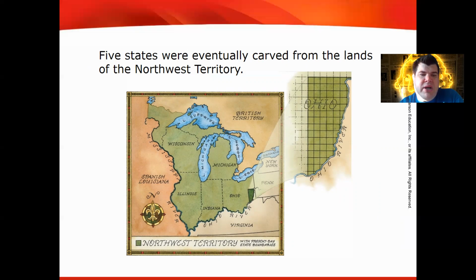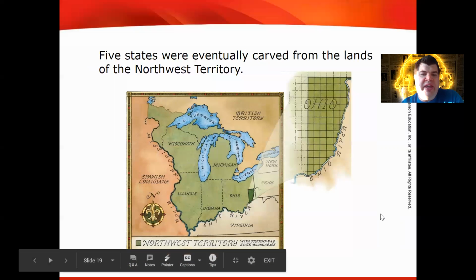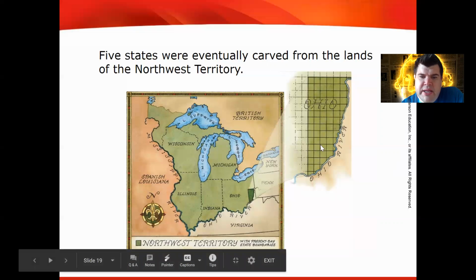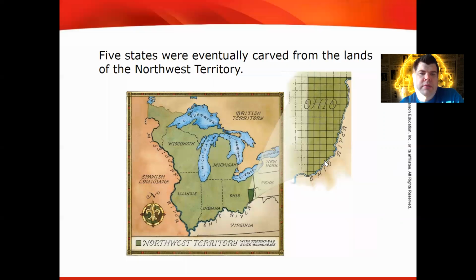And you got a chunk of Minnesota too, but most of Minnesota is later bought with the Louisiana Purchase that we'll talk about later on in the quarter probably, or maybe next quarter. But you see here in Ohio, if you flash forward, you see the grid pattern of the townships.